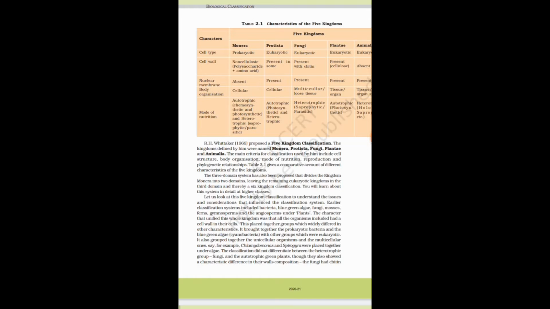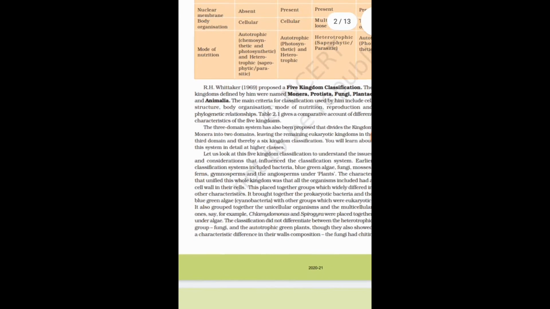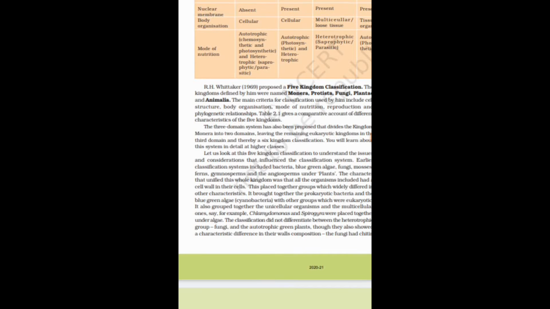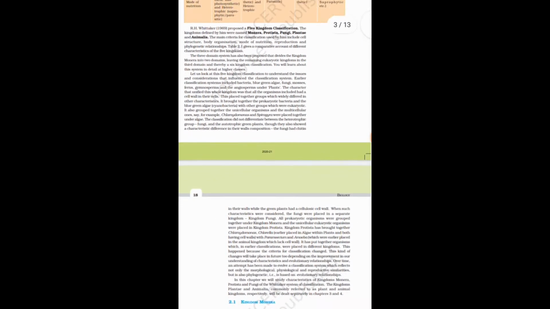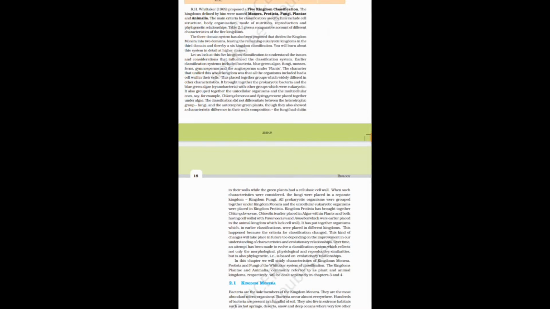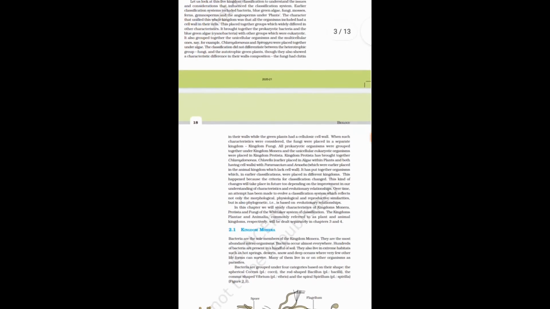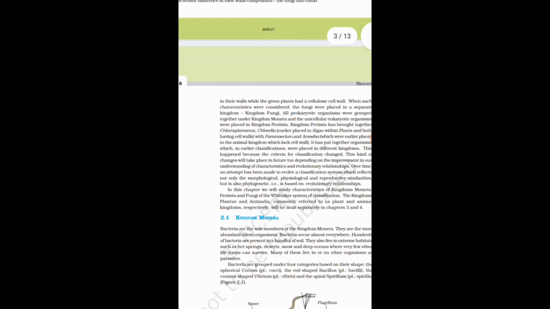For example, Chlamydomonas and Spirogyra were placed together under algae. The classification did not differentiate between the heterotrophic fungi and the autotrophic green plants, though they also showed characteristic differences in their wall composition. The fungi had chitin in their walls, while the green plants had a cellulosic cell wall. When such characteristics were considered, the fungi were placed in a separate kingdom, Fungi.